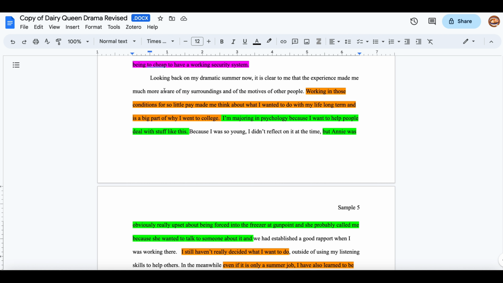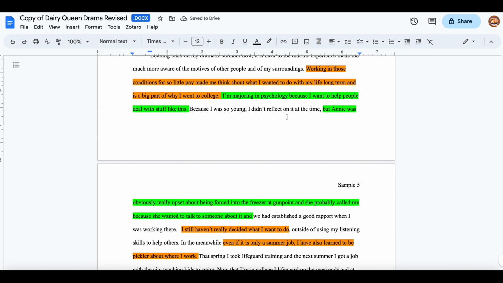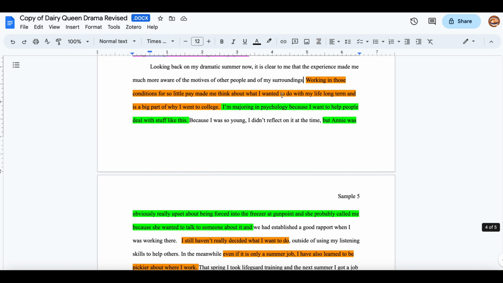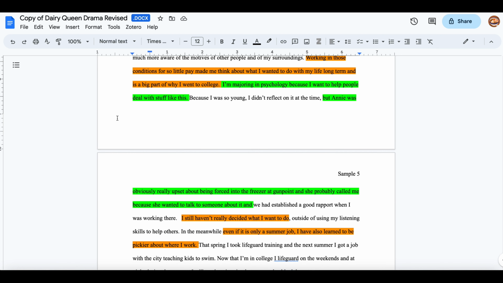"Much more aware of the motives of other people and of my surroundings," because in the order she studies psychology, which is the motives of other people. And then she also went and became a lifeguard, which requires you to be aware of your surroundings, because if you're not paying attention, bad things happen. So I've switched those two because that's the order we talk about them. And if we mention motives here, that would be a good tie-in. I'm going to replace "stuff like this" with "traumatic experiences." I think that will help.